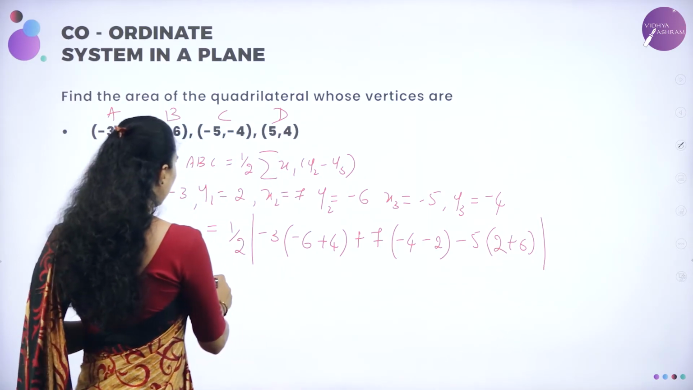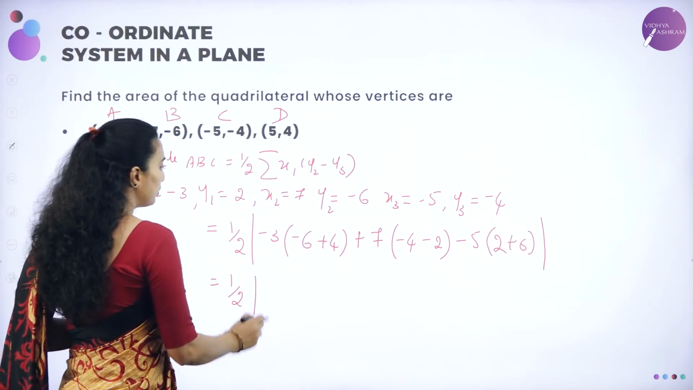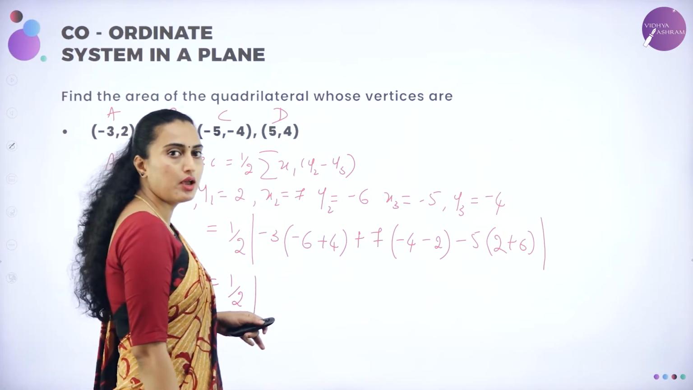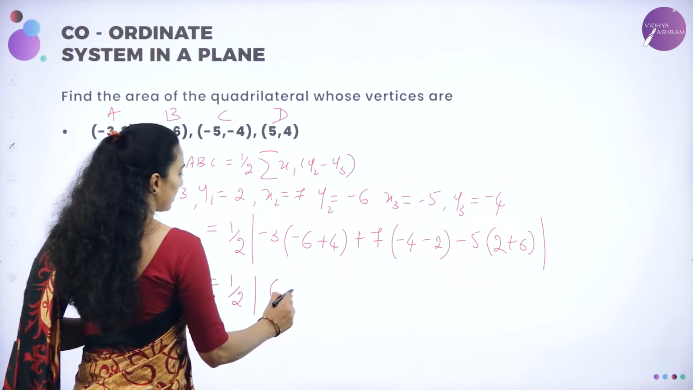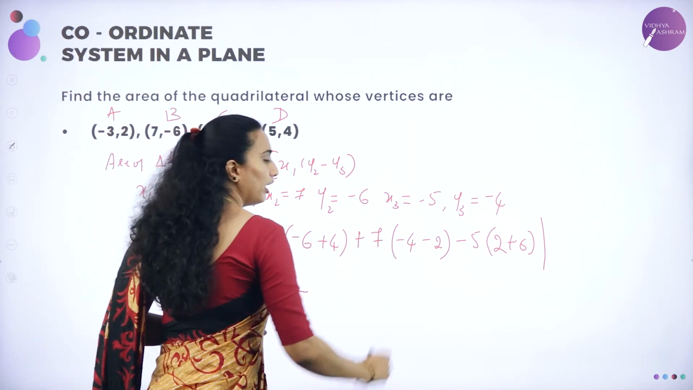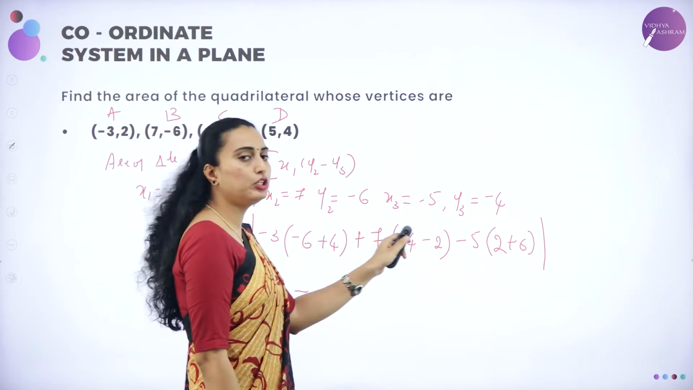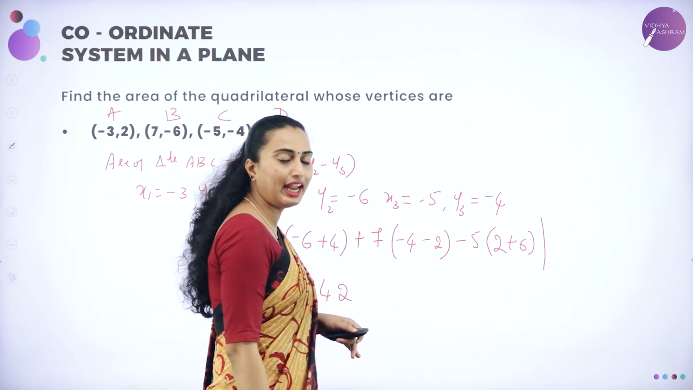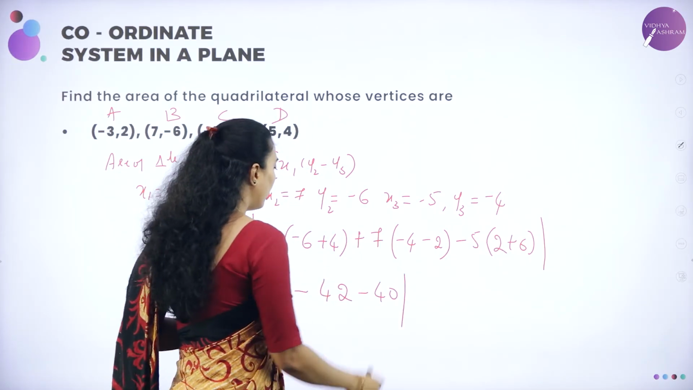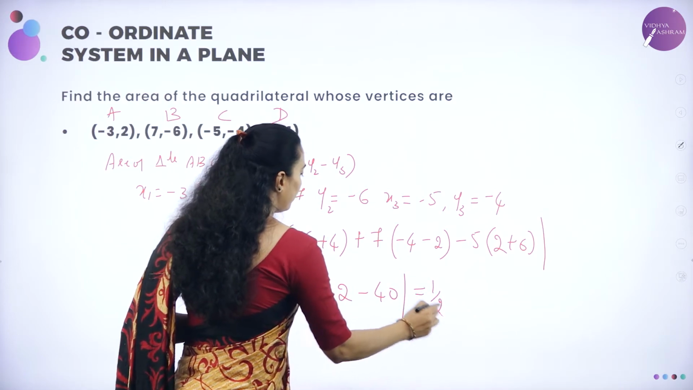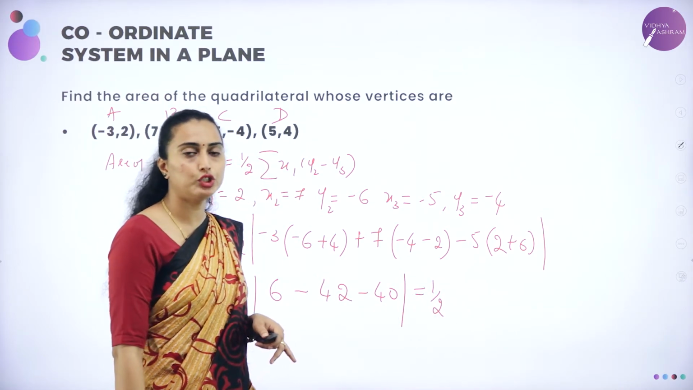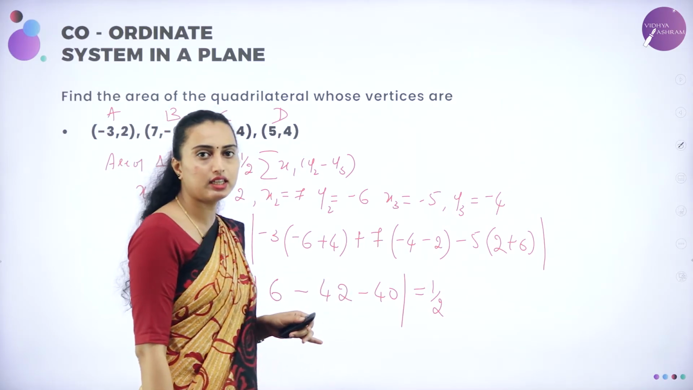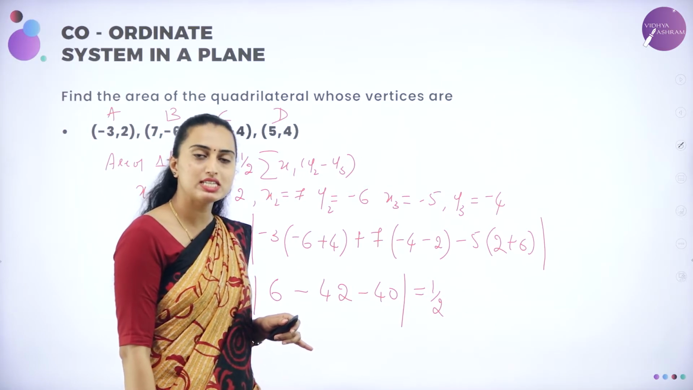So the answer you are going to get is half into modulus of minus 6 plus 4, minus 2. Minus 2 into minus 3 is plus 6, correct? Plus 6. Again, minus 4 minus 2 is minus 6. 7 into minus 6 is 42. Again, 2 plus 6 is 8. 8 5s are 40. So the answer you are going to get is half into minus 40 minus 42 is nothing but minus 82. Minus 82, plus 6 is nothing but you are going to have minus 76, isn't it?